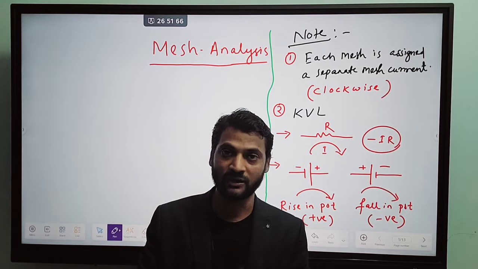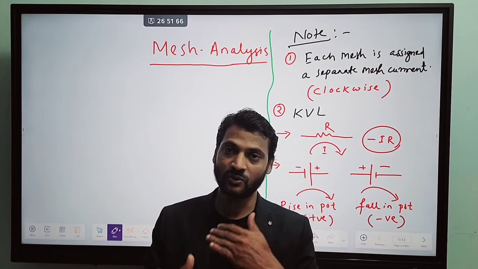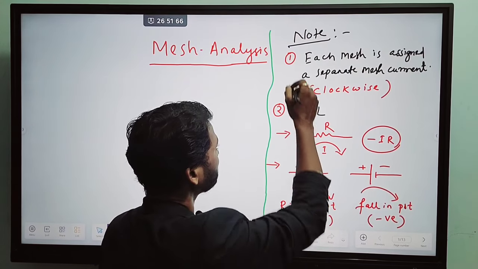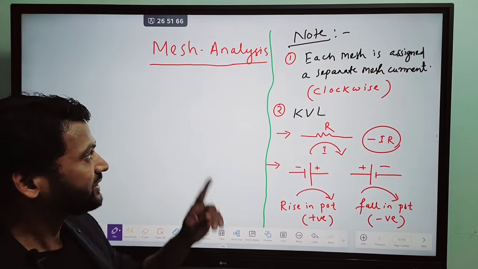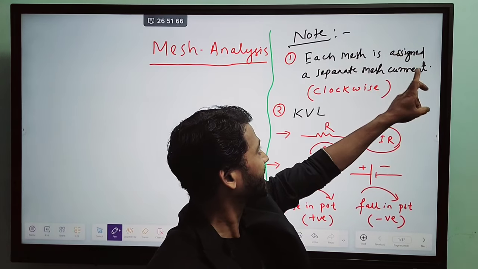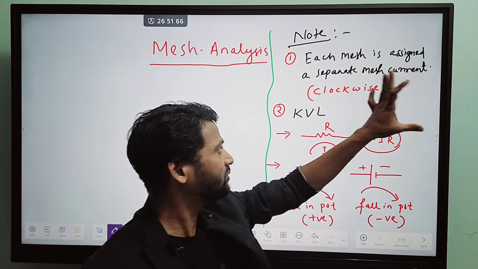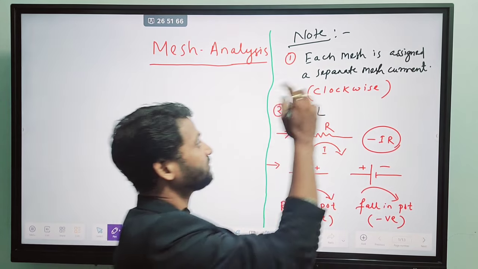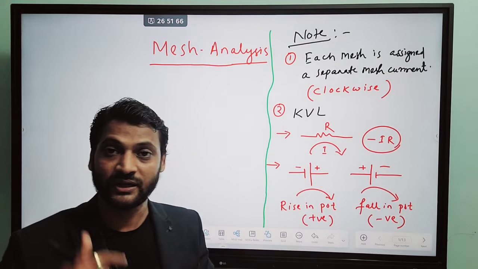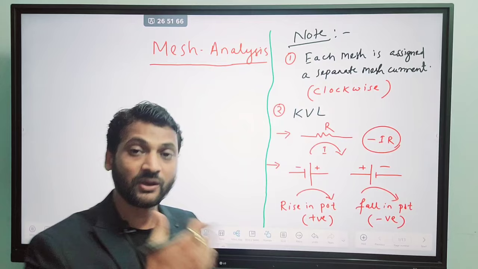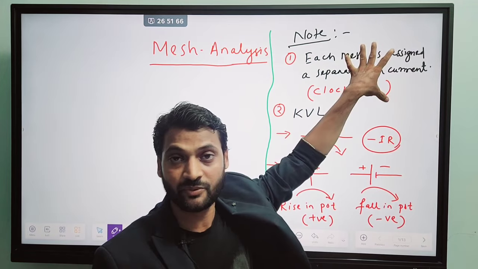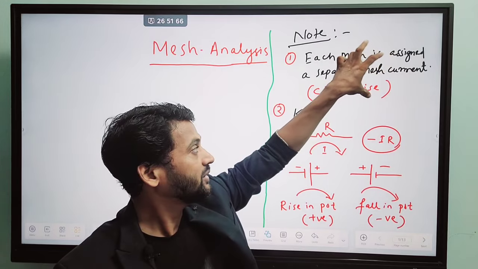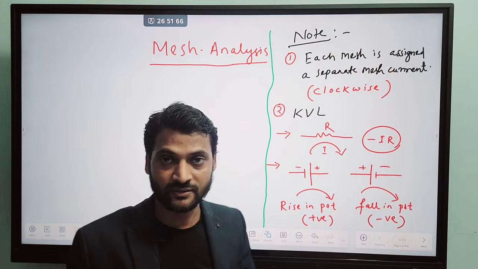Mesh is a closed path which cannot be further divided. To understand mesh analysis, we need to remember these two steps. The first point is each mesh is assigned a separate mesh current which will be in clockwise direction. That means you will have to assume the direction of current is clockwise. That is our assumption, not the actual direction of current. So point number one, remember, we have to assume the current in that mesh will be in clockwise direction.